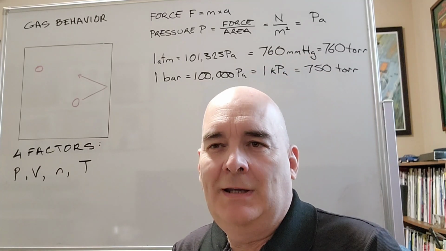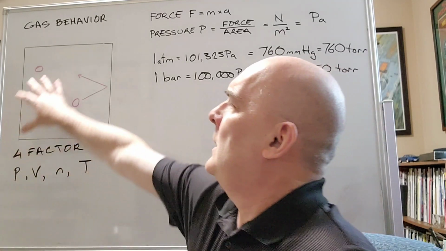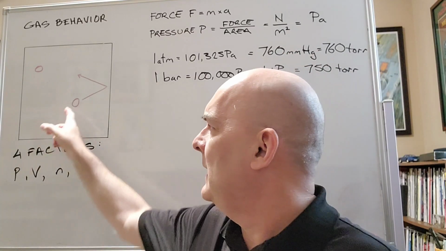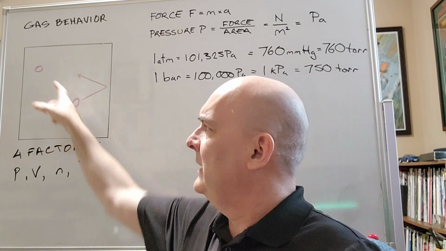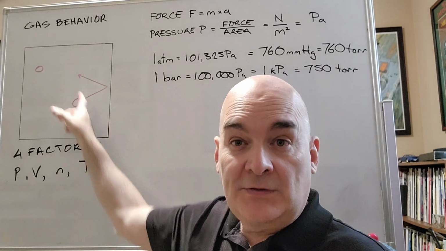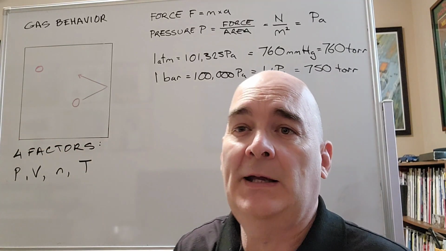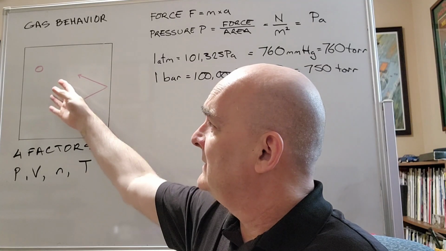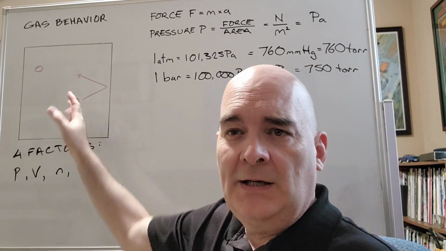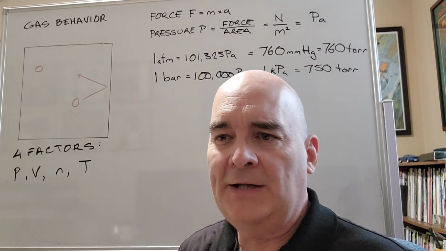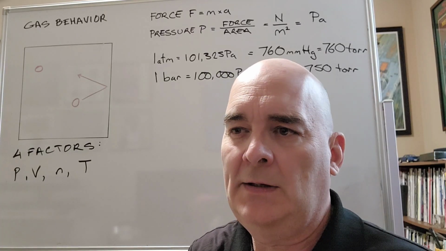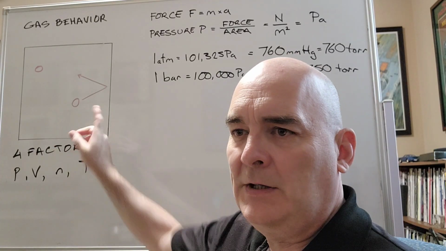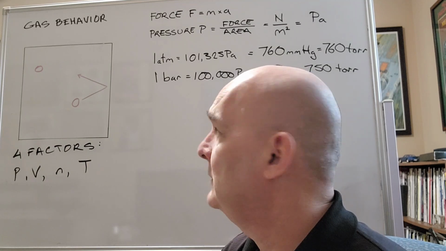Let's revisit gas behavior. So I have a box, I have two particles, and they are very small in comparison with the size of each other, and they're very small in comparison to the size of the box. This means that the chances of them interacting is pretty slim. And later on, as we go through the chapter, we'll pin down what's called ideal behavior, that these particles basically don't interact with each other.